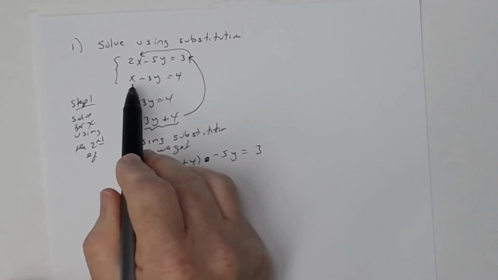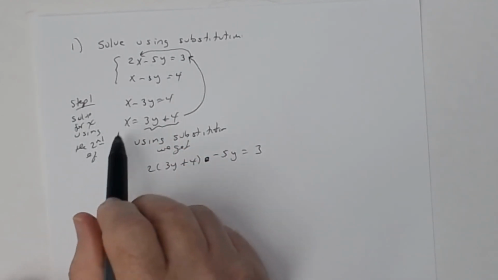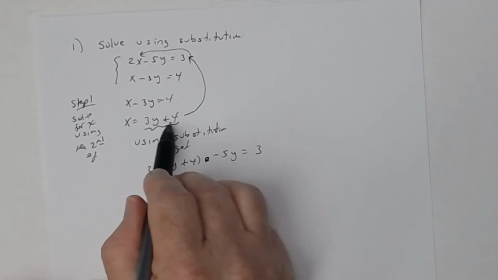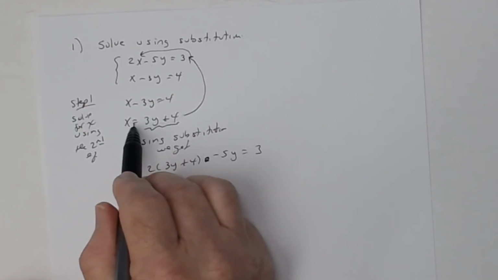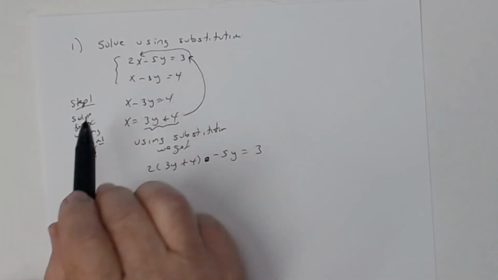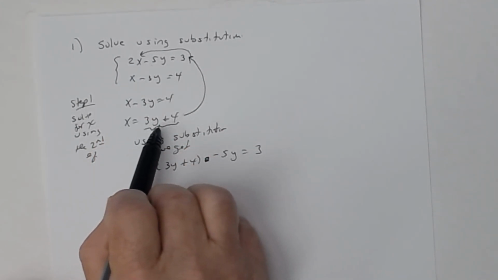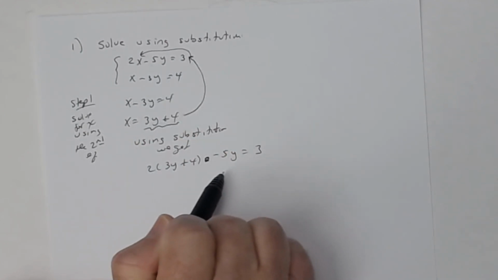So we picked that second equation and we solved for the variable x because it had a coefficient of 1. It'll make things a lot easier for us. Then once we solve for x, we take that expression that x equals and we substitute that into that other equation. And so we get 2 times x, which is 3y plus 4, minus 5y equals 3. And that's what you have here.